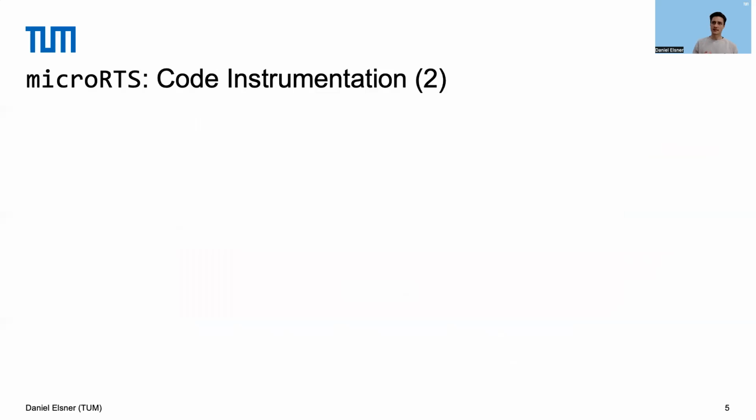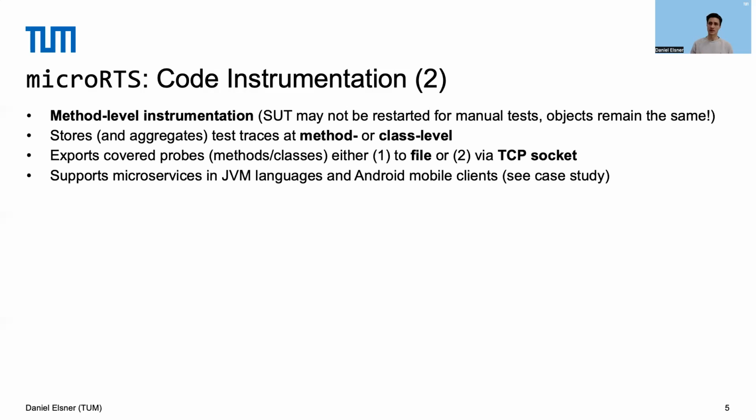The second basic building block of microRTS is code instrumentation. And this is due to the fact that distributed tracing alone does not perform any instrumentation of the source code that we can use. It merely collects basic metrics such as response time and lets us propagate the context across different services. But we need fine-grained test execution information. We need to know what a test is executing. And specifically for the use case we're looking at, we require method-level instrumentation.